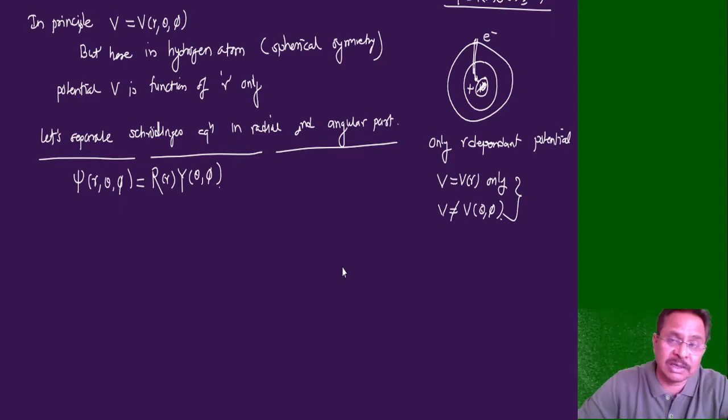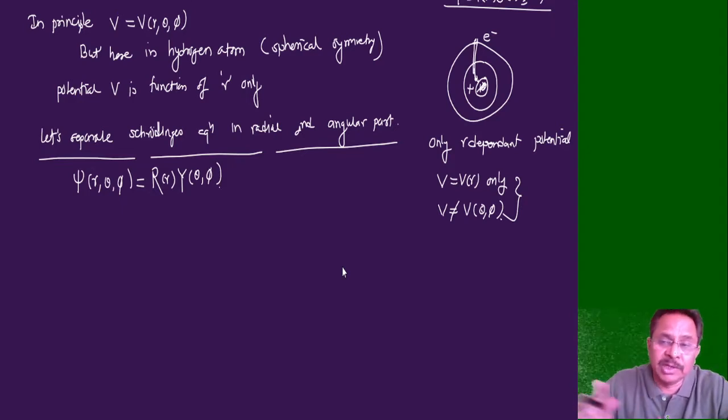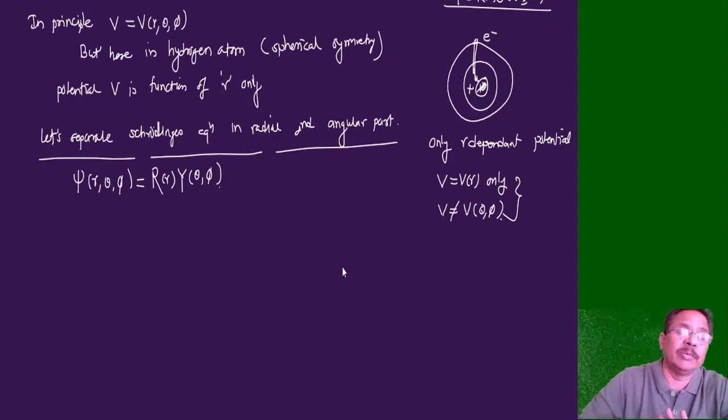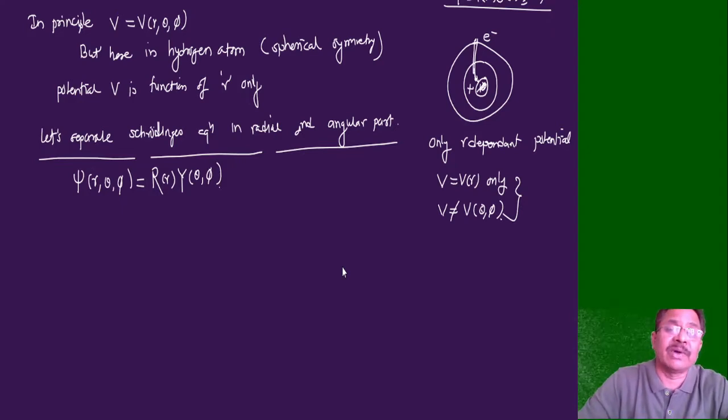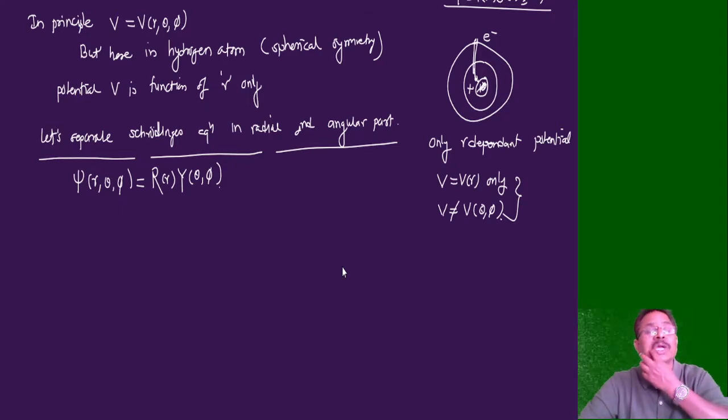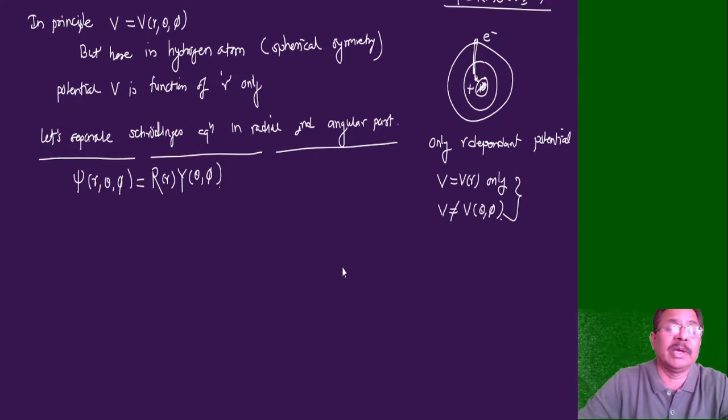Now try to understand. In the earlier case we took three independent functions; here we are taking two independent functions, because the potential provided is spherically symmetric. Therefore psi of r, theta, phi is equal to capital R of small r multiplied by capital Y of theta, phi. Now use this to separate our equation.